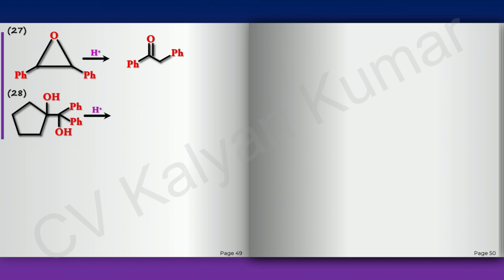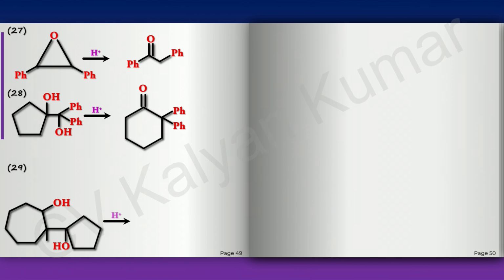Pause the video. Carbocation is formed here. 5 will become 6. And what do you think will happen here? Well, the carbocation is going to form here. Then there will be a ring contraction. The 5 will become 6.